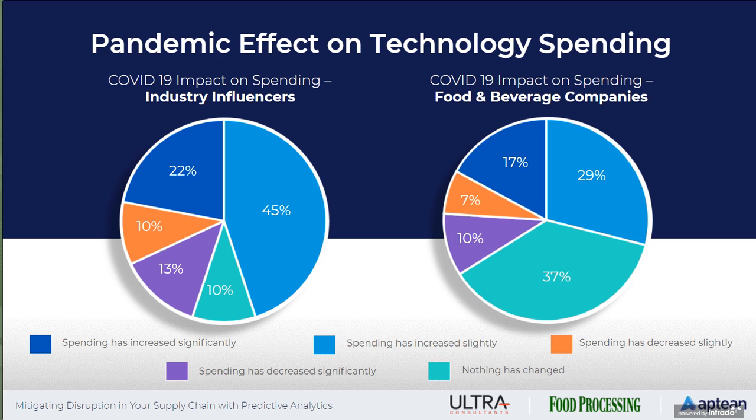But then I was really interested in what the actual food executives within the food companies said. Overall, the numbers were a little bit different, but the trend was the same. Almost half said they plan to increase technology spending, either slightly or significantly. And then 37% of them said that nothing has changed. They're still going on with their technology spending. So that's almost 80%, whether you look at industry influencers or food and beverage companies, who are saying they are not reducing or they're increasing their technology spending and digital transformation.